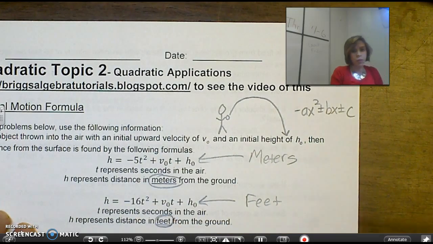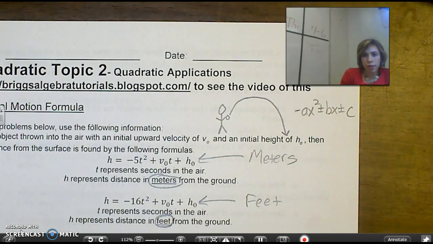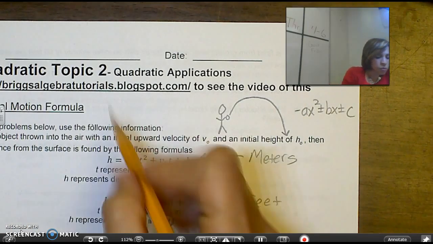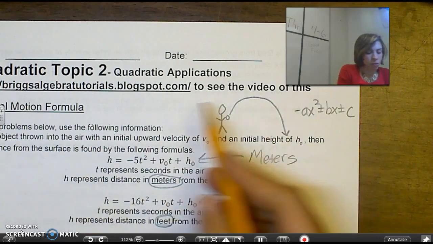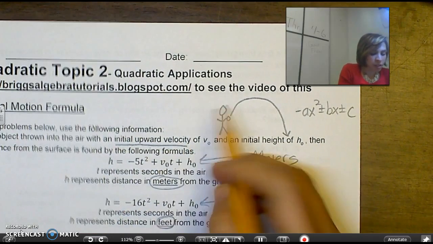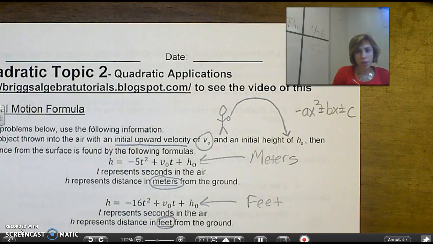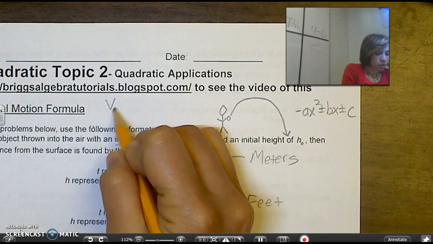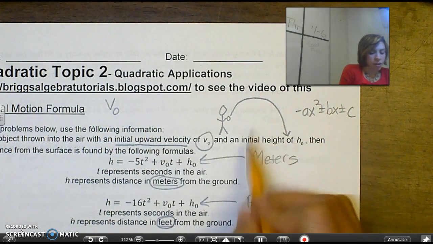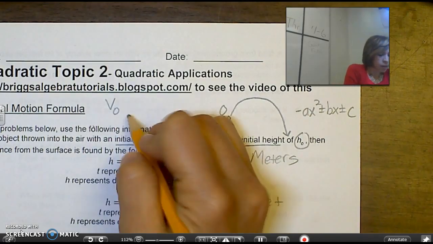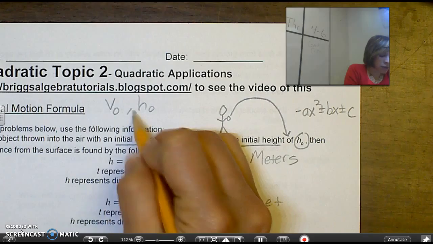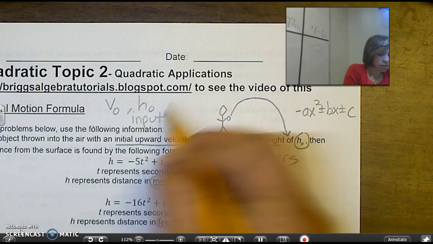Okay? So some other things about these equations. You have two types of input values. So two things that you're going to have to get out of a word problem to be able to use this equation. Those two things are your initial upward velocity, which we say is V0, and then our initial height, which we put as H0. These are going to be your input values that you're going to need to put into the equation.